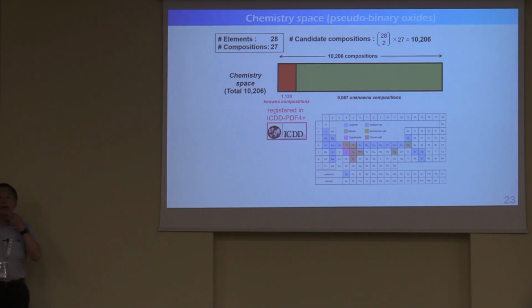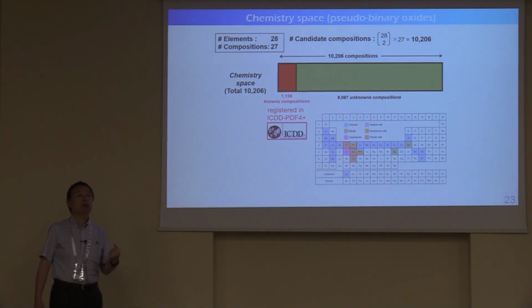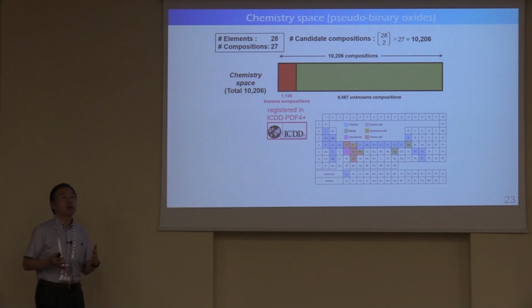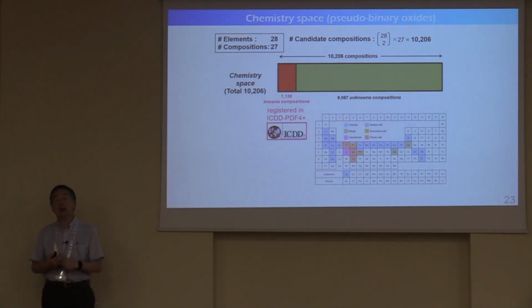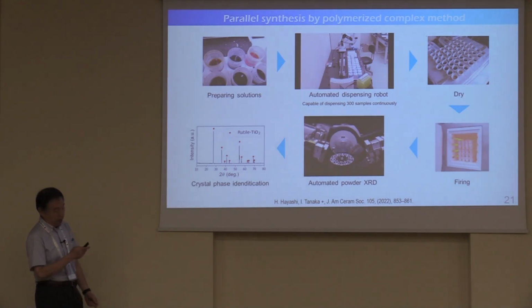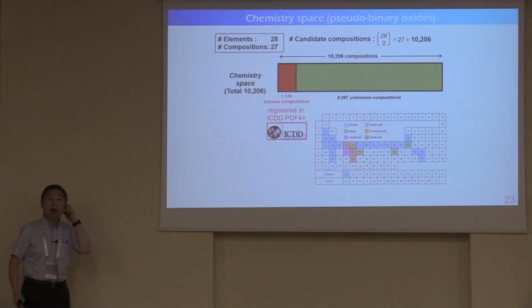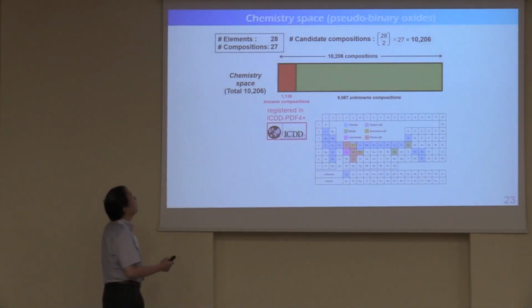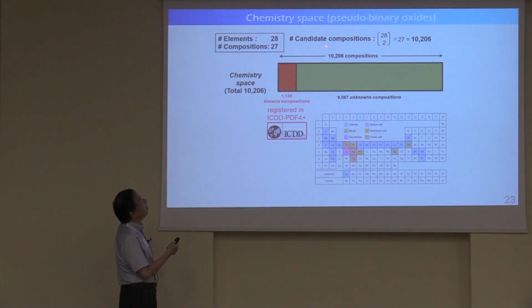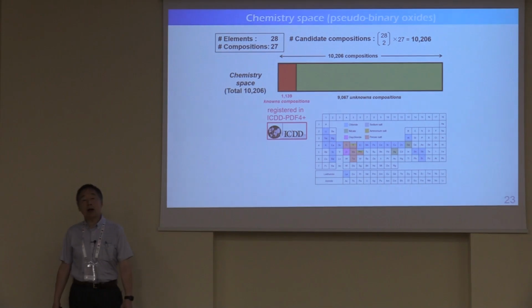For the target, as weekend cooks, we cannot do nitride, phosphide, or sulfide materials, which require very careful handling. Instead, oxide materials are much easier to synthesize using this type of conventional furnace. So we restrict ourselves to the synthesis of oxides. For 28 elements and 27 compositions, altogether the candidate compositions number something like 10,000.